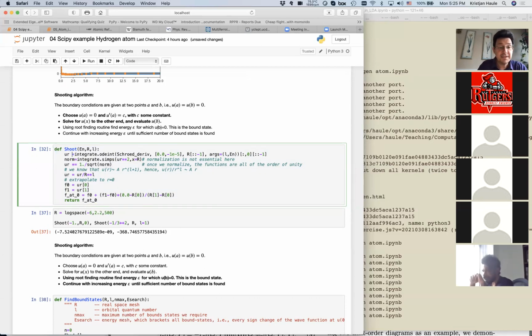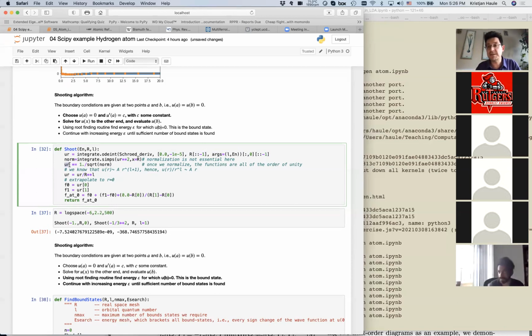So first, we integrate our Schrodinger derivative function with exactly the same boundary condition as before, 10 to the minus 5, with the R mesh, which is turned around in R points, and then from the result we take only the value of this function, not its derivative, and then we turn it around here because we want the solution to eventually be defined on mesh R, not the inverse of R. Then we normalize the function, as we did before, and then we want to evaluate this function u of R at R equal to 0.